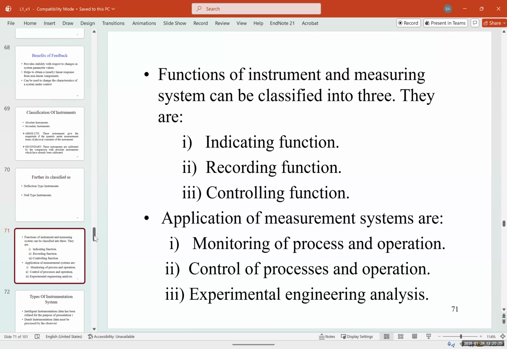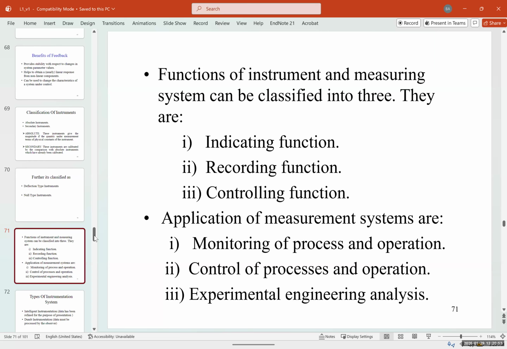Now, functions of instruments and measuring systems can be classified into three: the indicating function, the recording function, and the controlling function. Applications of measurement systems are monitoring of a process and operation, control of process and operations, and experimental engineering analysis as well.